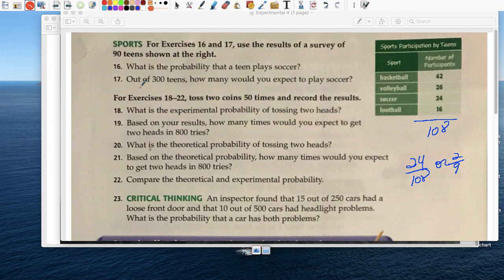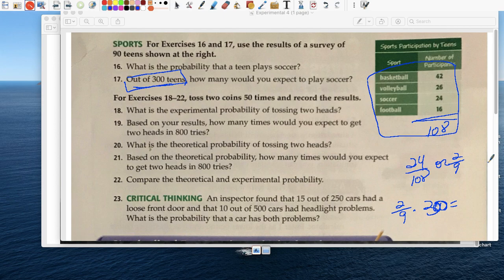And we want to know, out of 300 teams, how many would we expect to play soccer? So let's assume that Miss Miller didn't want to ask the whole school, because it's a little bit tedious. She asked 108 kids what sports they participated in, and these were the results. Based on those results, she can apply that to 300 more kids. So out of the 300 that she still hasn't asked, how many should she expect to say that soccer is something they participate in?